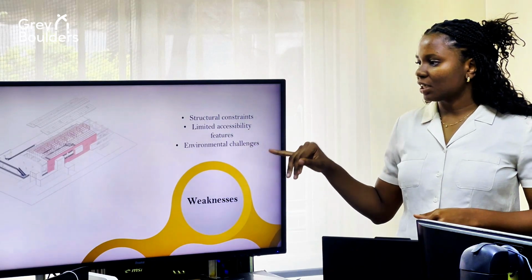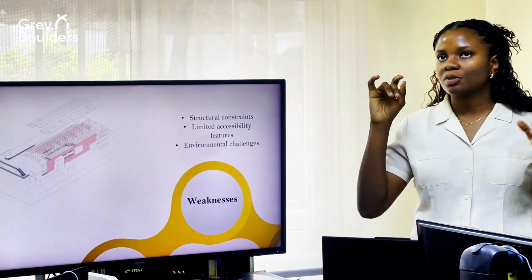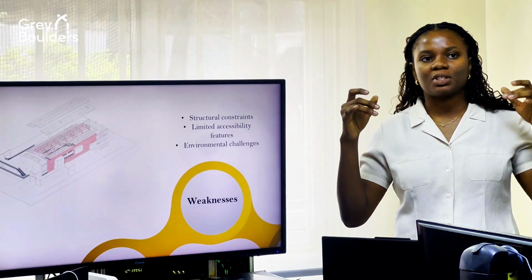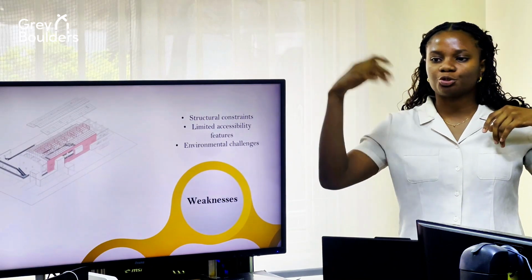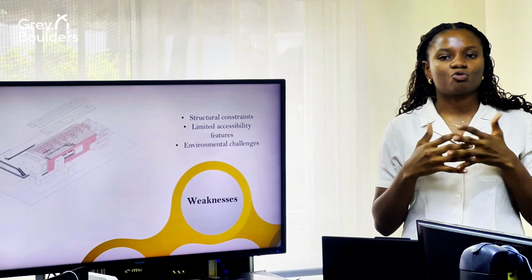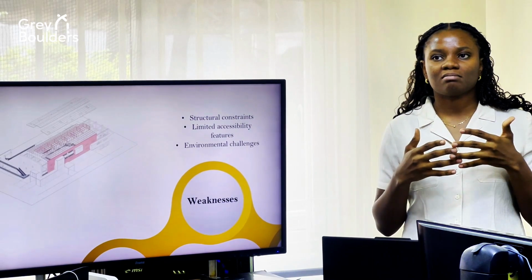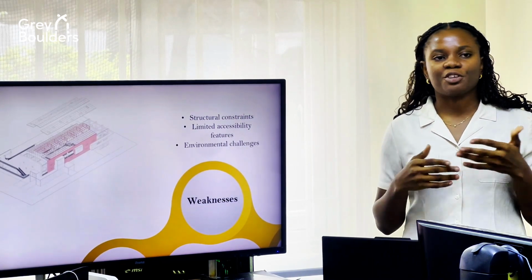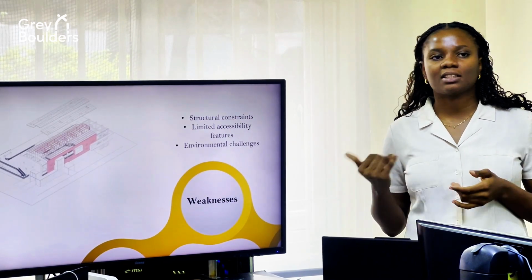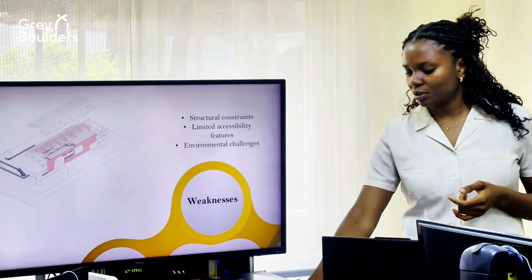Then environmental challenges. The open design was built so that a lot of natural air goes through, but when it comes to rain, it can seriously affect the building. It's basically useless when it rains or when there's a typhoon, and the area is prone to rain and typhoons.